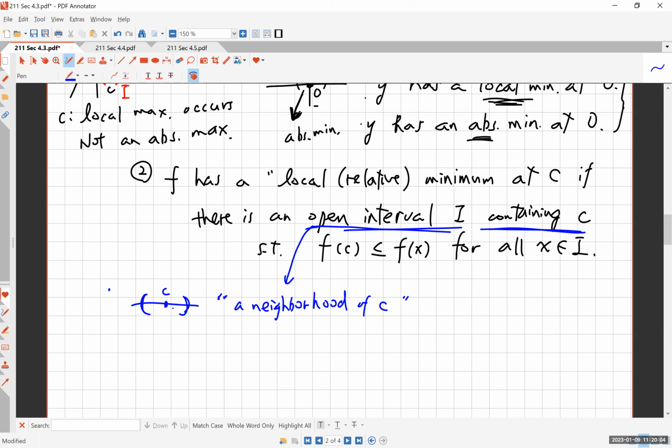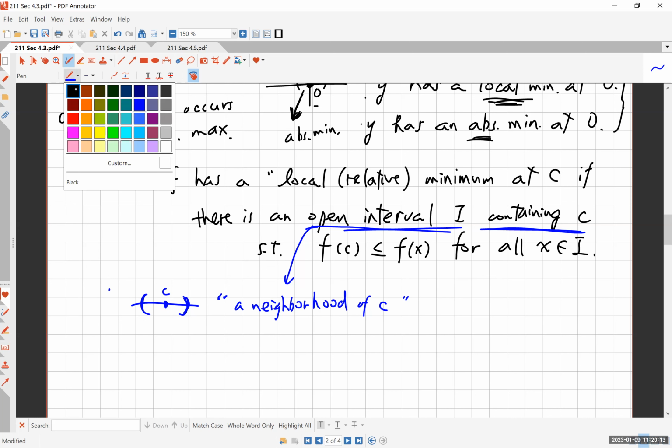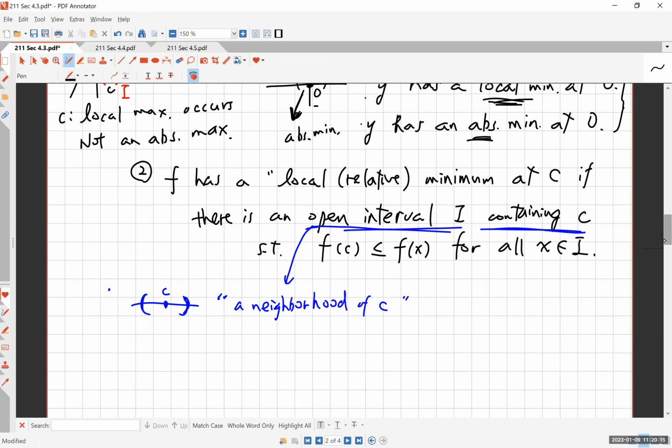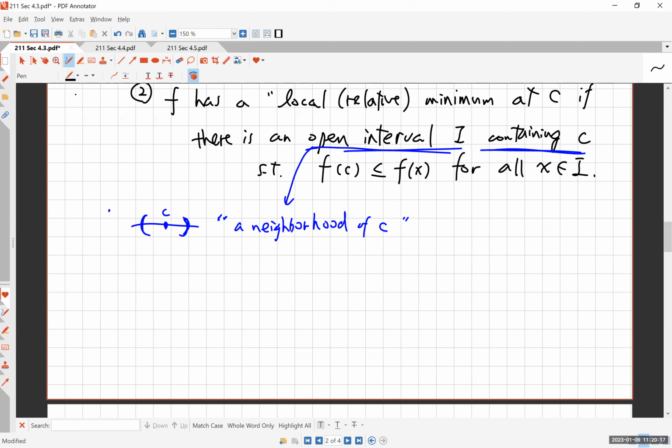Isn't that nice? This does look like a neighborhood. It's like if you live at c, then your neighborhood consists of people that live around you. So that's a neighborhood of c. I hope you live in a good neighborhood. And neighborhoods are really important for your absolute maximum and minimum. All right, so that's one thing.